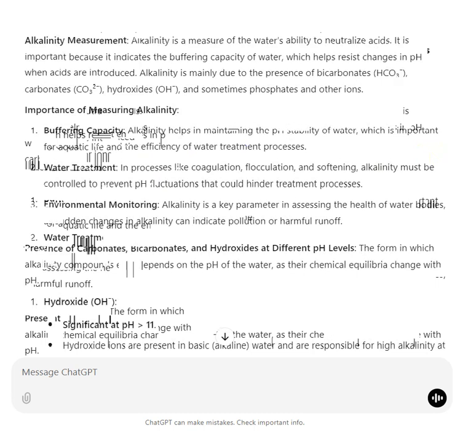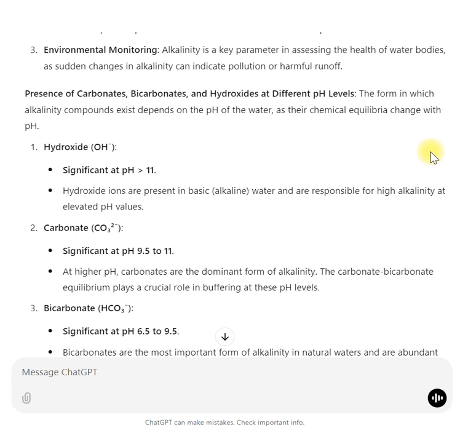or harmful runoff. Presence of carbonates, bicarbonates, and hydroxides at different pH levels. The form in which alkalinity compounds exist depends on the pH of the water, as their chemical equilibria change with pH. 1. Hydroxide, OH⁻, significant at pH above 11. Hydroxide ions are present in basic alkaline water and are responsible for high alkalinity at elevated pH values. 2. Carbonate, CO3²⁻, significant at pH 9.5 to 11.